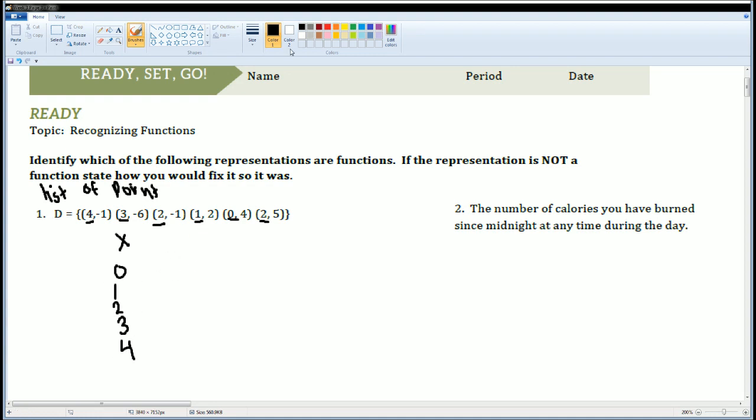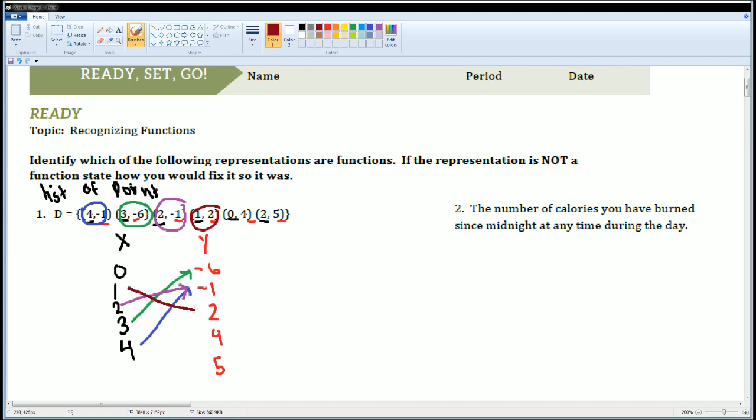Perfectly fine. Okay, and what about our y values? Let's look at our y values: -1, -6, -1, 2, 4, and 5. You just write them in order. The smallest is -6, -1, 2, 4, and 5. Now just draw the arrows. The first one I'm going to represent by this arrow: 4 goes to -1. This point, 3 goes to -6. Purple, 2 goes to -1. Perfectly fine.